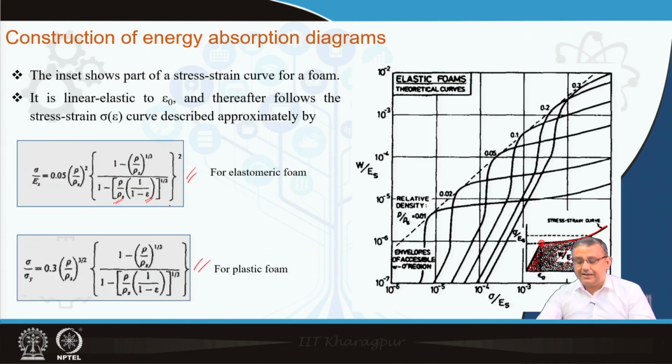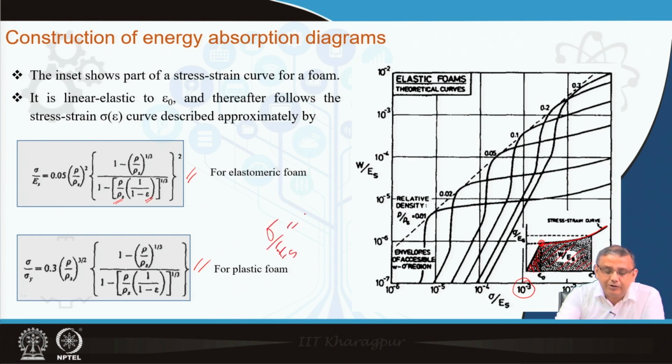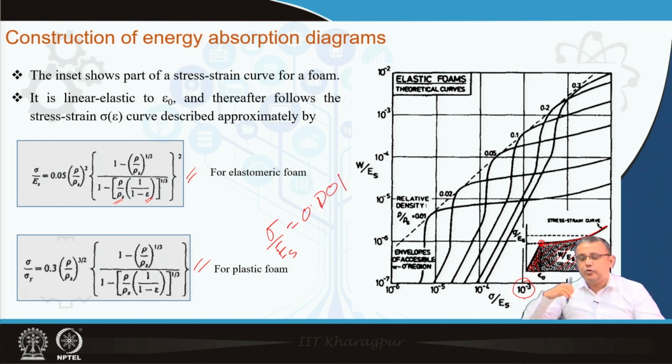Now, what is the use of such diagrams? Suppose we want to see what happens if we define a particular peak stress value, and we take it as a point over here. That means the foam that we want to design for our application should give optimum protection for a peak stress of sigma over ES equal to 0.001, that is 10 to the power minus 3. This is the peak stress value to which the foam will be deformed, and for that we want to maximize the amount of energy absorption.